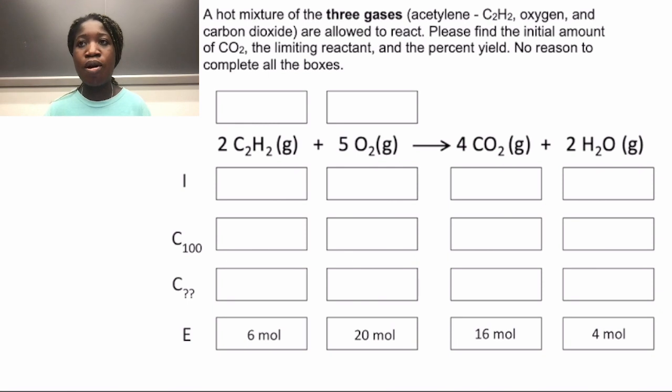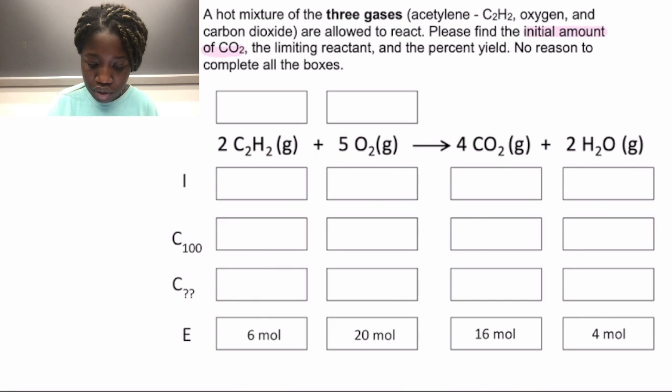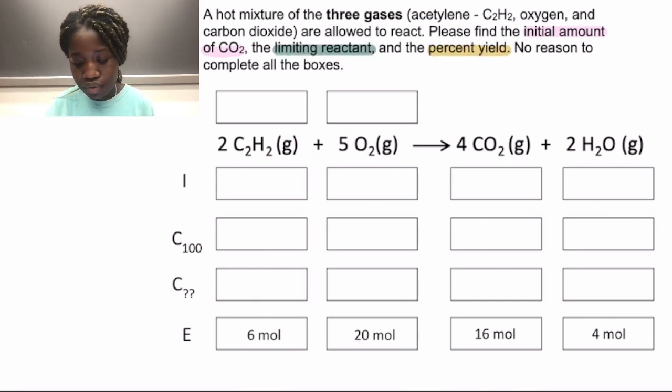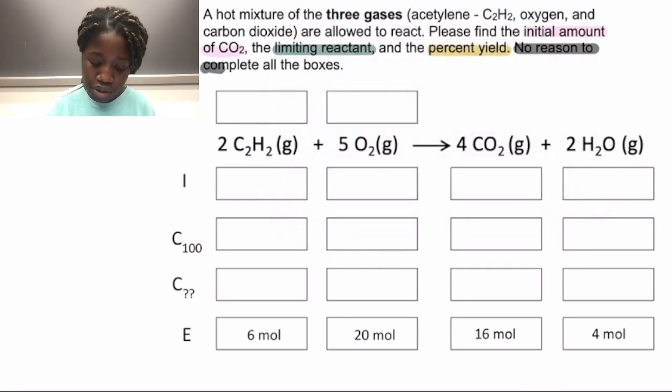Now, as I read the problem, of course, I'm going to be highlighting the important information. So, we have a hot mixture of three gases, acetylene, oxygen, and carbon dioxide, and they're all allowed to react. And we are asked to find the initial amount of CO2, the limiting reactant, and the percent yield. And there's a note that we do not need to complete all the boxes.